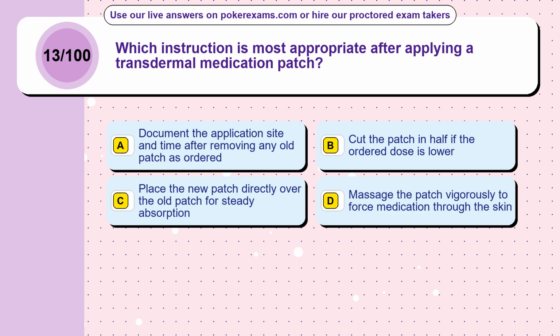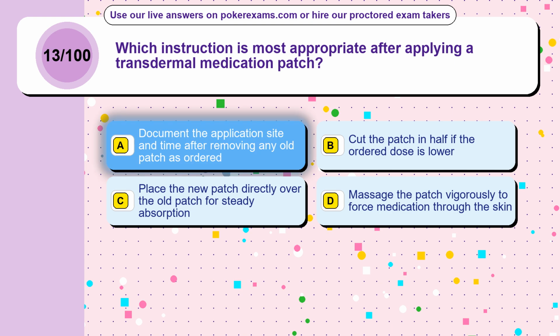Question 13. Which instruction is most appropriate after applying a transdermal medication patch? Option A. Document the application site and time after removing any old patches ordered. Option B. Cut the patch in half if the ordered dose is lower. Option C. Place the new patch directly over the old patch for steady absorption. Option D. Massage the patch vigorously to force medication through the skin.